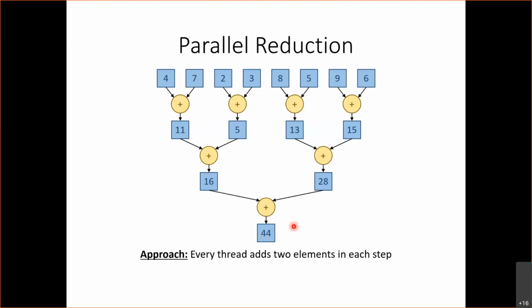So if I have n elements, it's going to take log n steps, and at every step, half the threads are going to drop out. So if I have n elements, in the first step, I'm going to have n over 2 threads.